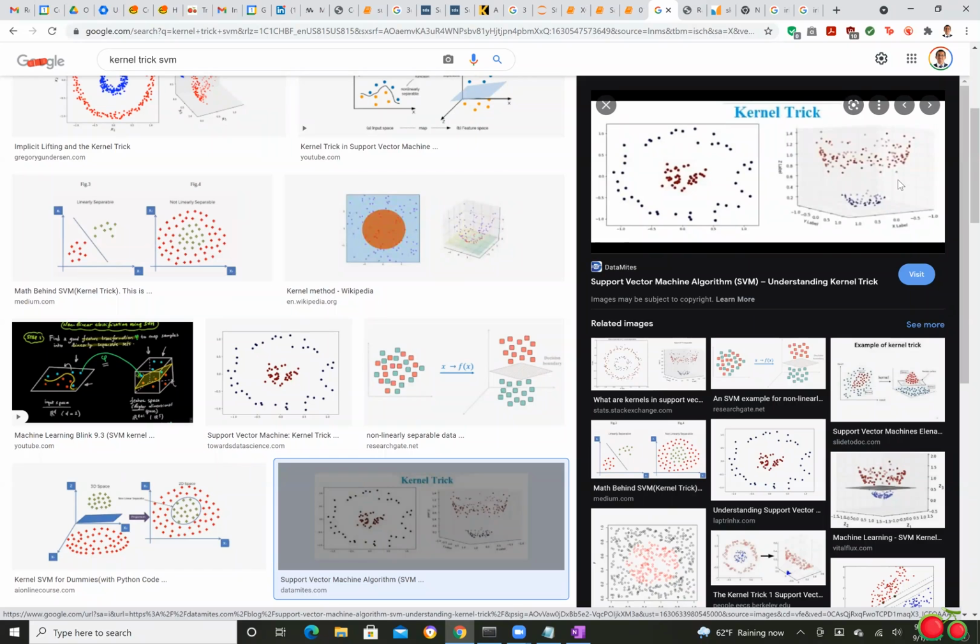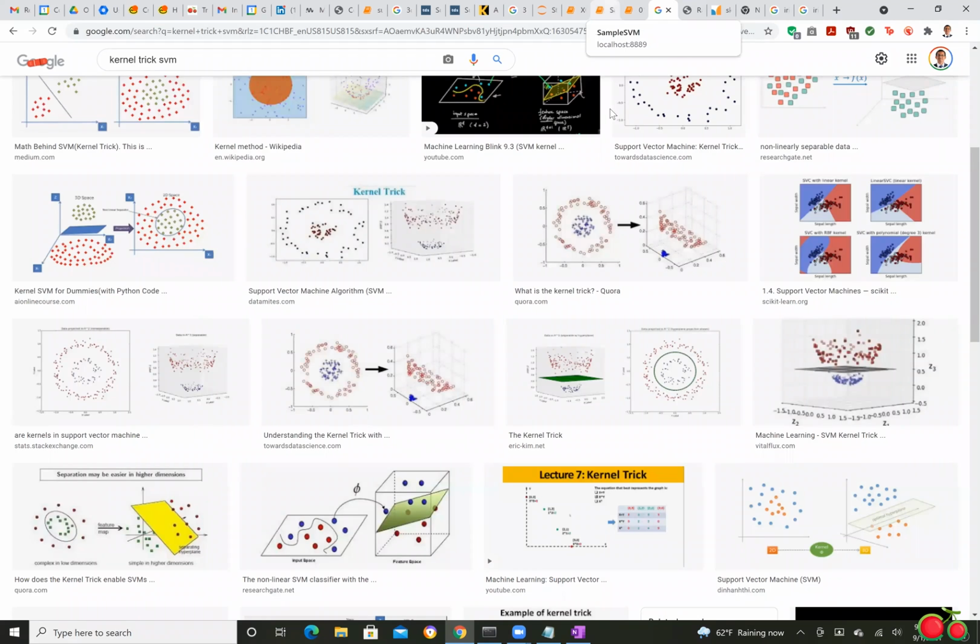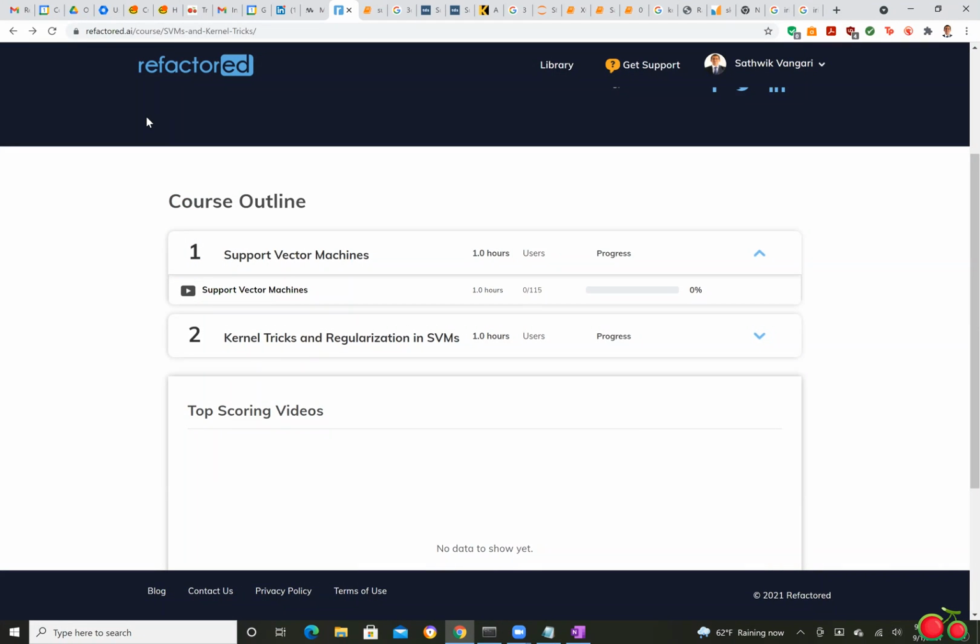Yeah. What you cannot do in 2 dimensions, you can possibly do in 3 dimensions. That's basically what the kernel trick does. It helps you transform your data or add more dimensions to your data, put it in a different dimensional space, and then slice your data accordingly. Okay. Clear, everyone?